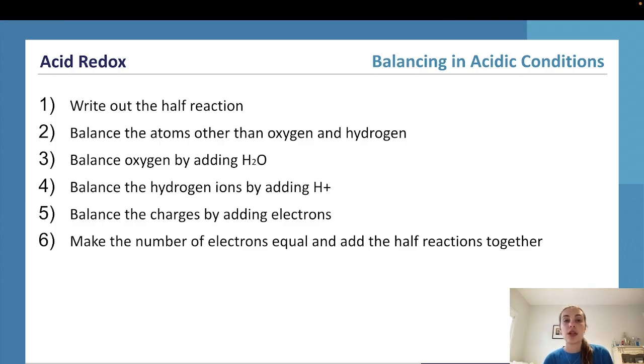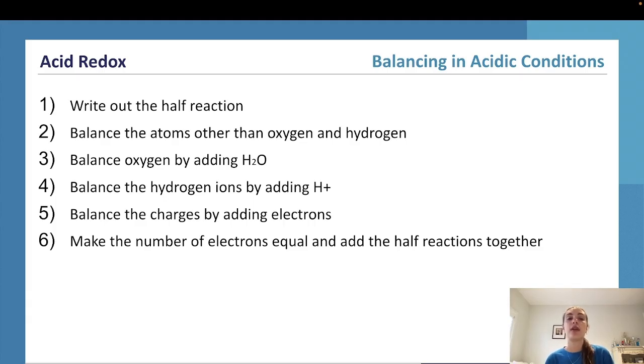The next thing you also need to do with that step 6 is taking away the electrons which you've added to both sides, so that they're balanced and you don't have a net change being displayed there. So if you have 5 electrons on one side and 5 electrons on the other side, you can cancel those out.